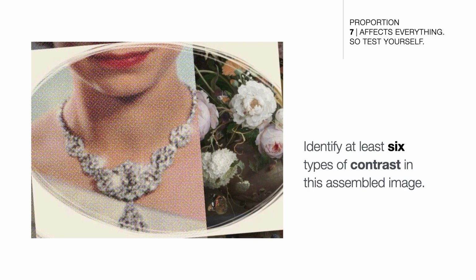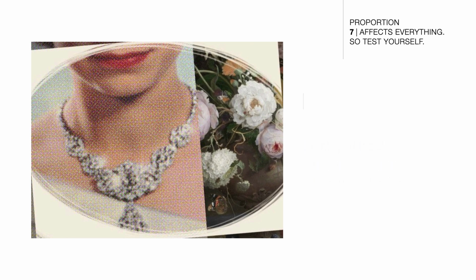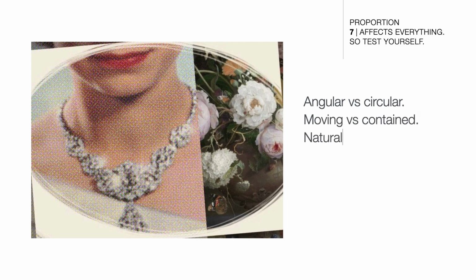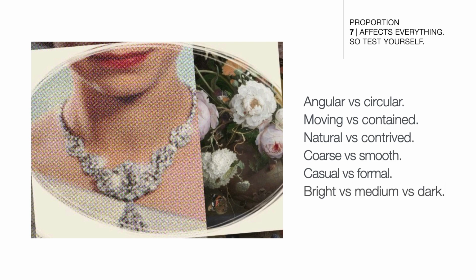Identify at least 6 types of contrast in this assembled image. Angular versus circular. Moving versus contained. Natural versus contrived. Coarse versus smooth. Casual versus formal. Bright versus medium versus dark. See anything else?